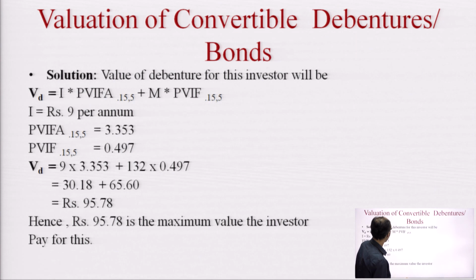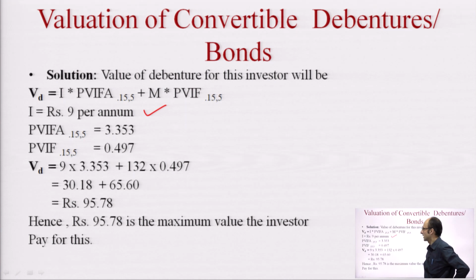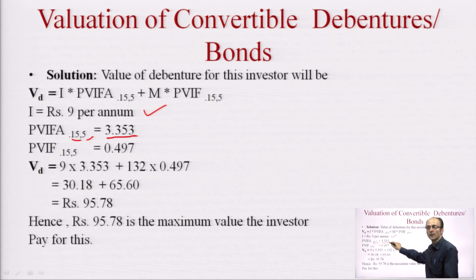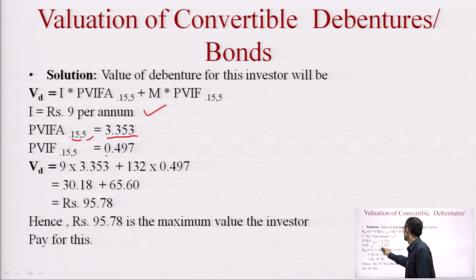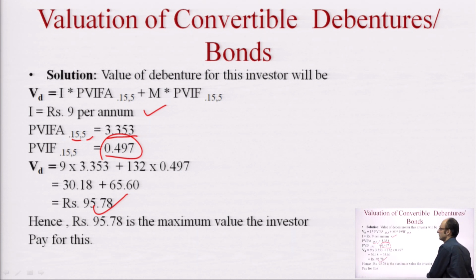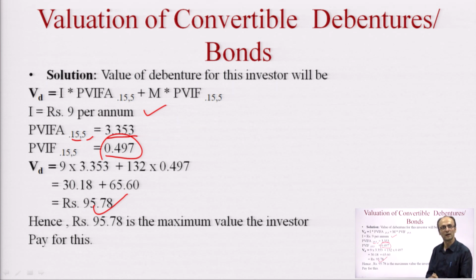Now see, the formula is given here for the calculation of the value of a convertible debenture. You can clearly see the interest that the bondholder is getting is 9 rupees because the rate was 9%, and PVIFA at 15%, 5 years comes out to be 3.33, and the PVIF value is 14.9. If we calculate this in the formula, the value of the bond comes out to 95.78. Hence 97.5 is the maximum value the investor can pay for this bond. If the bond value is less than this, then the return will be fine. If the bond value in the market is more than this, then it can be called an overvalued bond.